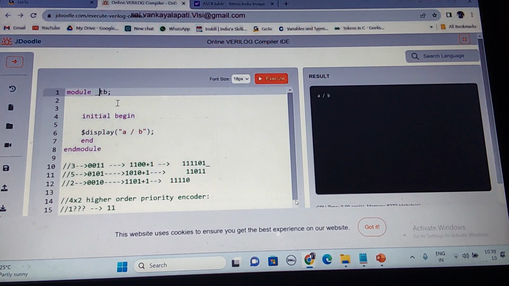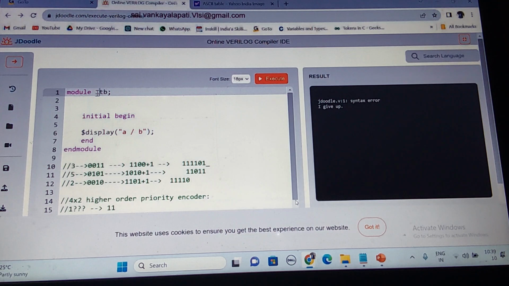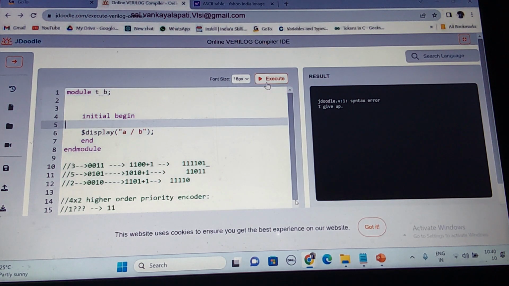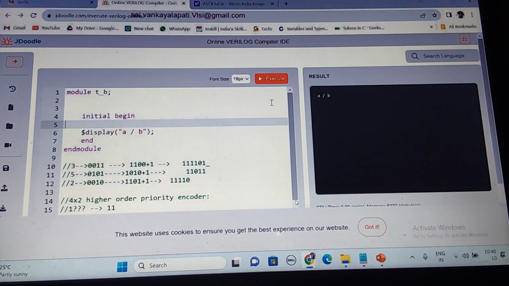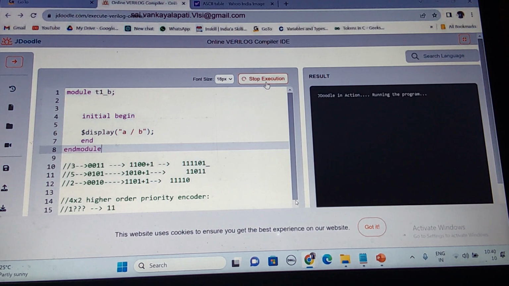And it should not allow special characters or numbers at the start. Your identifier should not start with a number, but it should allow underscores. Now if I write T underscore B, this is fine, correct? Because underscore is allowed when you are writing an identifier. Now if I write T1 underscore B, is it a good identifier? Yes, this is allowed, right.